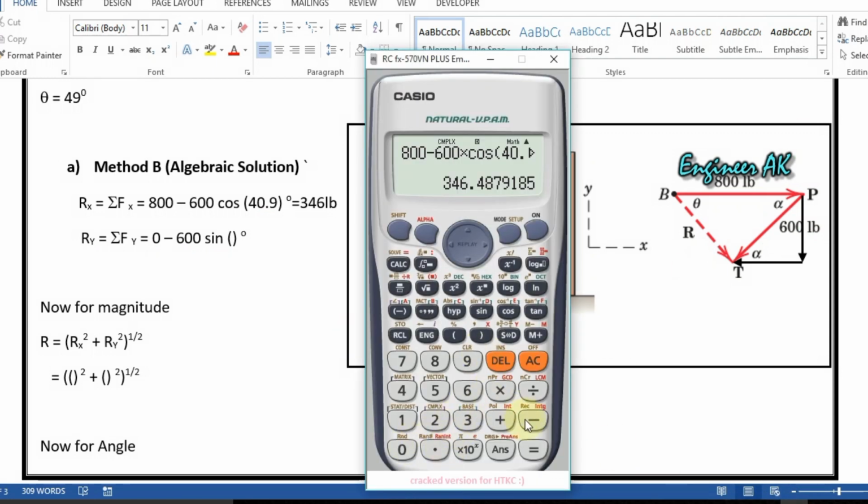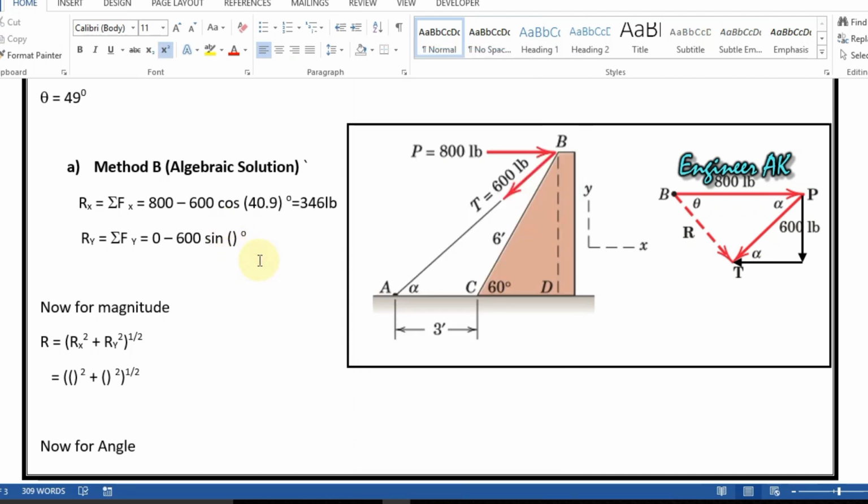So let's plug in the values. I will just write minus 600 sine of 40.9, and we are getting minus 392, right? And if I round it off, it will become minus 393 pounds. So now how can we find the resultant?